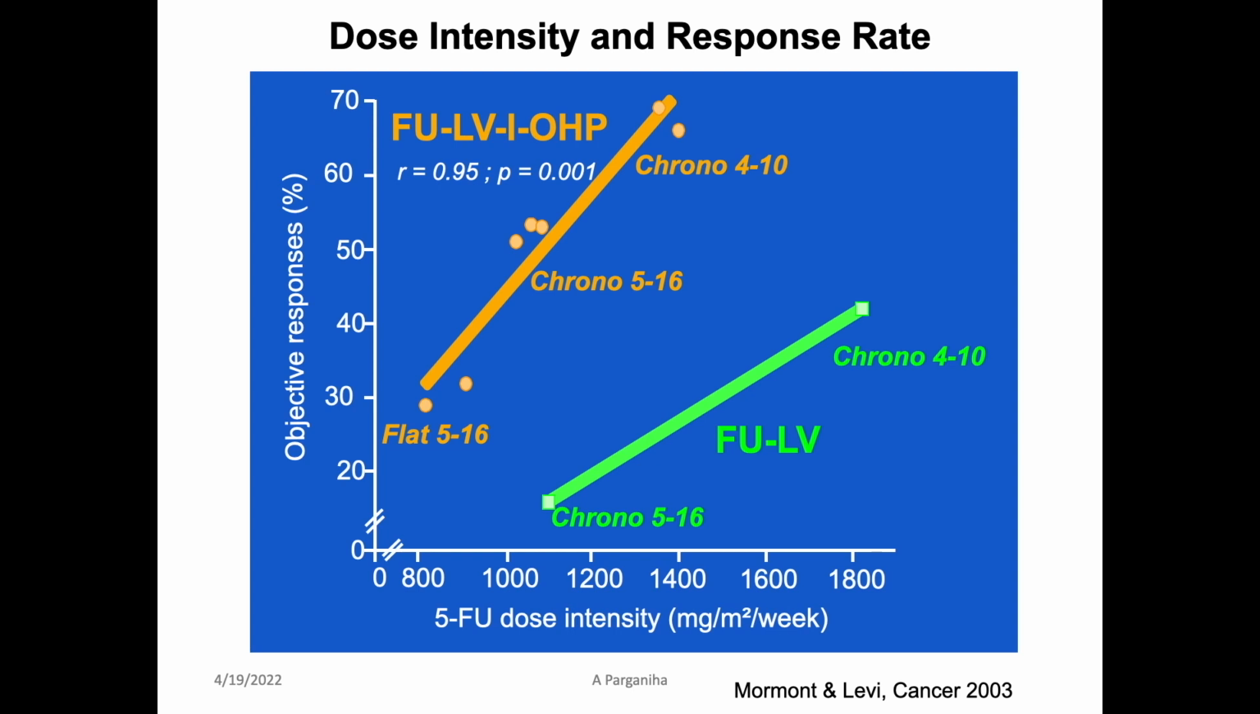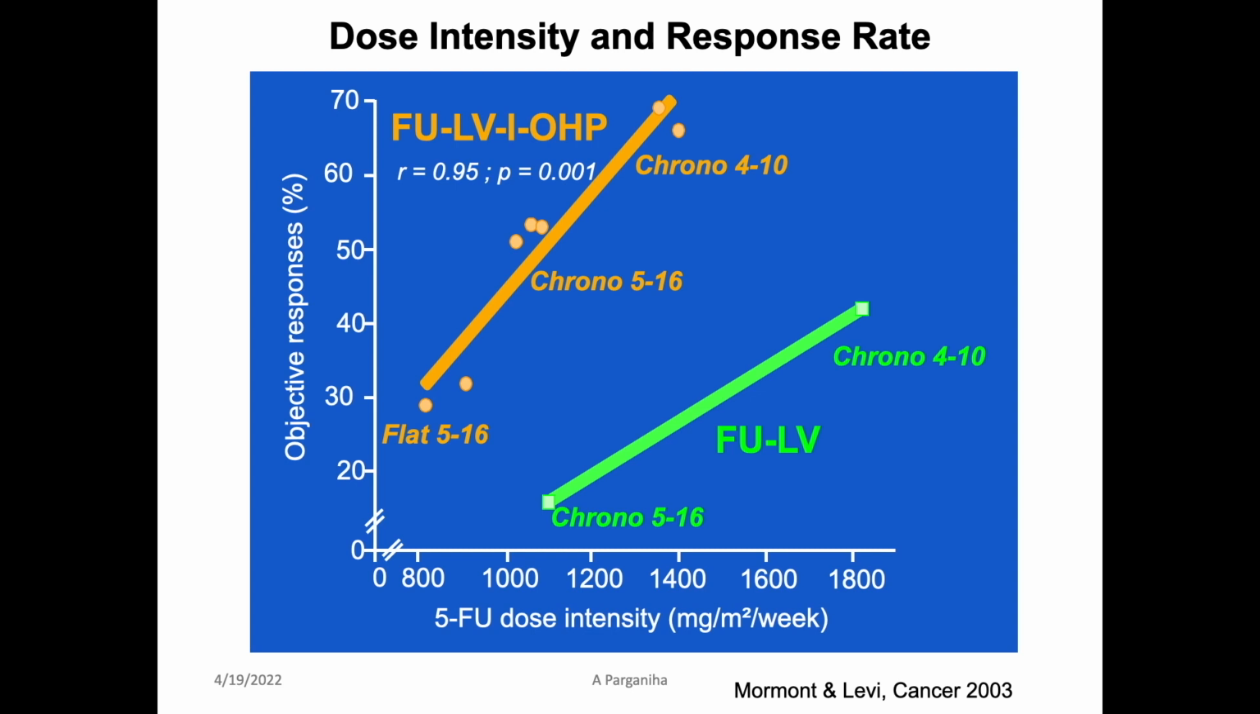And if you compare the objective response, we find that the chronotherapy which was given for 4 days and every 10 days it was repeated, the objective response was maximum, that means tumor suppression was maximum. So even if you increase the dose intensity, the response is better.